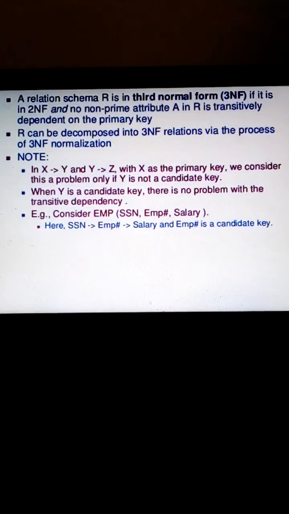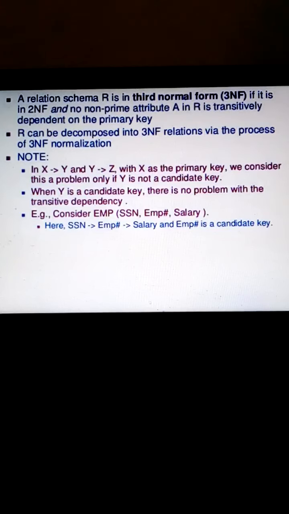So a relation R is in third normal form if it is in the second normal form, the first condition, and no non-prime attribute A in R is transitively dependent on the primary key. That means no non-prime attribute is transitively dependent on the prime key. There should not be any transitive functional dependency on the non-prime attribute. Means no other non-prime attribute is dependent on the primary key. So R can be decomposed into 3NF relations via the process of 3NF normalization.